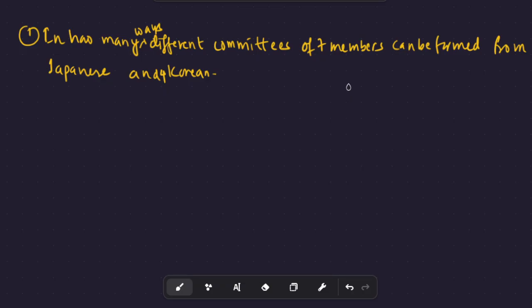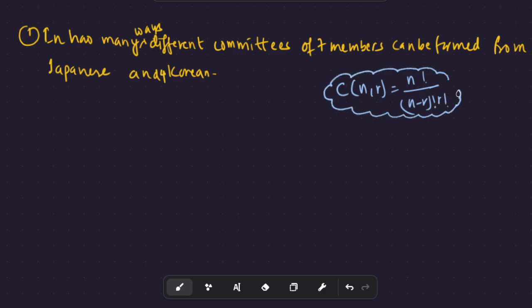And the formula for combination of n items taken r at a time is given by n factorial over r factorial times n minus r factorial. This is discussed several times. Now we will use the same formula for the calculation of this question also. Now, how many different options can we make here for the formation of a 7 member committee?